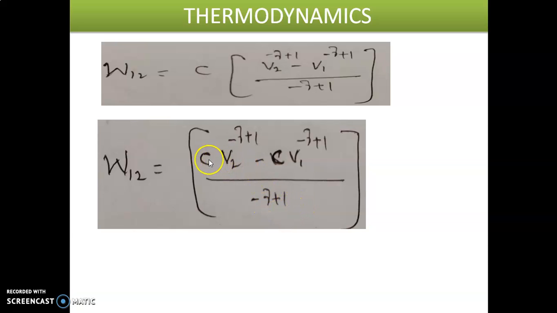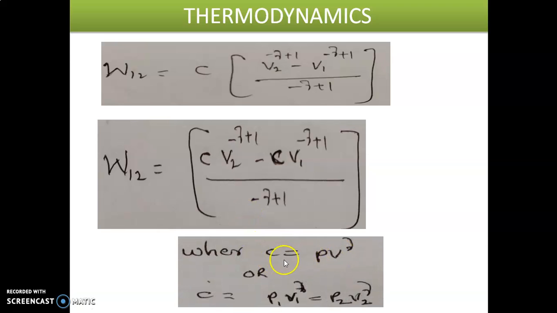So where C is nothing but what? This is an adiabatic process. What is the adiabatic process formula? The adiabatic expression is PV to the power of gamma is equal to C. So C is equal to PV to the power of gamma, or for two states, P1 V1 to the power of gamma is equal to P2 V2 to the power of gamma is equal to C. So here in place of C, substitute P2 V2 to the power of gamma, and again here in place of C, substitute P1 V1 to the power of gamma.